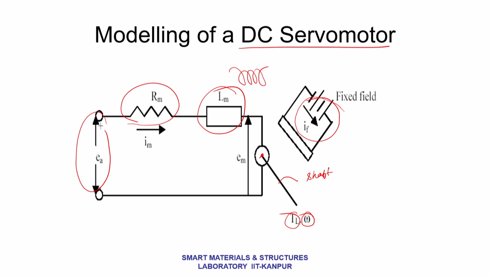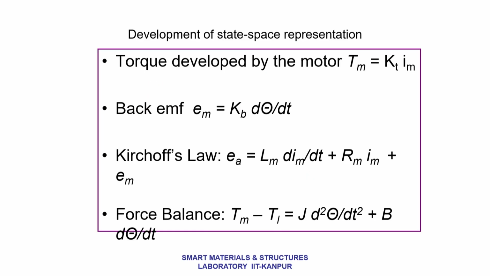Now, if I try to put all these things in an equation of motion, how would it look, or what are the governing equations? The first one is the torque developed by the motor, Tm. It must be proportional to the current that I am applying. So, this Kt is called the armature constant, so Tm equals the armature constant times the current Im.